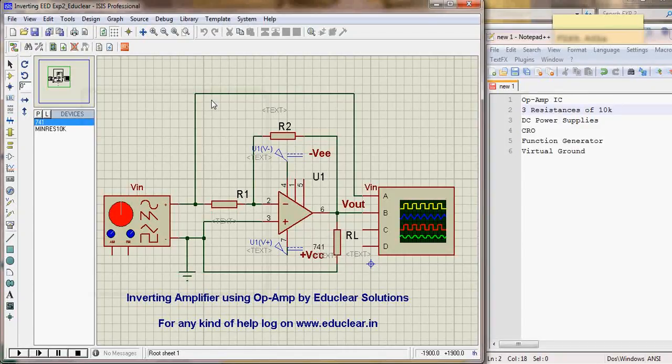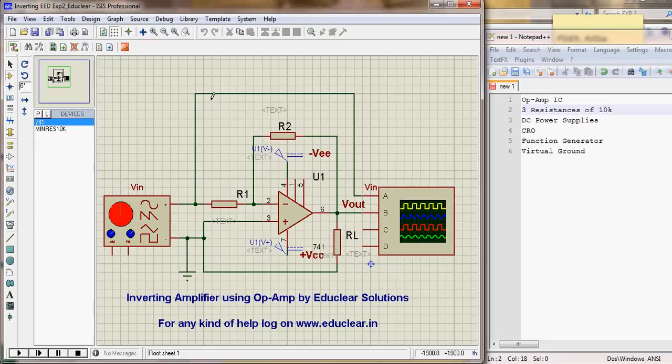So today we are here to design an inverting amplifier using op-amp, which is an experiment of electronic engineering designing lab. So this is the circuit which we need to design.